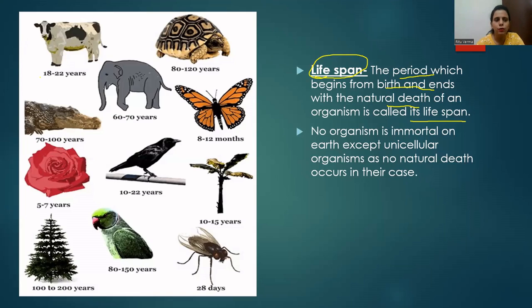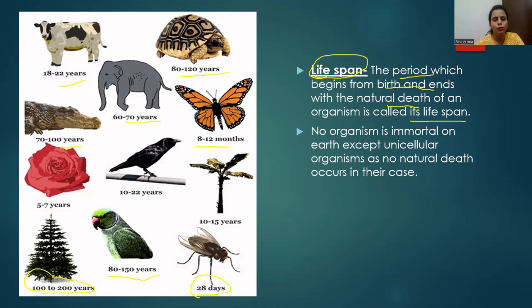The lifespan of a cow is around 18 to 22 years. Then we have this tortoise. The lifespan of a tortoise is 80 to 120 years. For a crocodile, it is 70 to 80 years. For an elephant, it is 60 to 70 years. And for a butterfly, it is just 8 to 12 months. If you look at this mosquito, this insect has a lifespan of only 28 days. This parrot has a lifespan of 80 to 150 years. And these trees, which are generally found in hilly regions and mountain areas, have a lifespan of 100 to 200 years, isn't it?